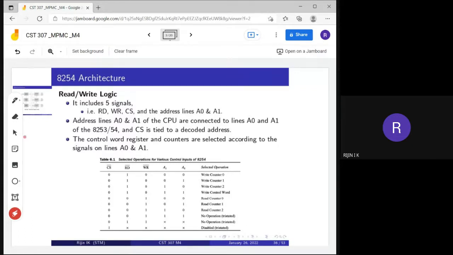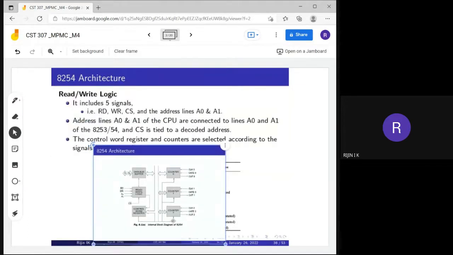So these are the pins. There are a total of 5 pins in the read write logic. You can see the 5 pins here: RD bar, WR bar, A0, A1 and CS bar. These are the 5 signals connected to the read write logic.